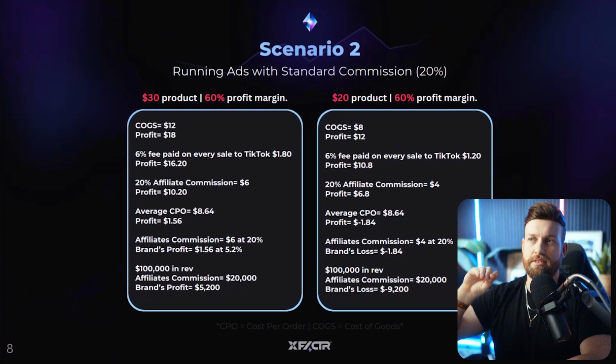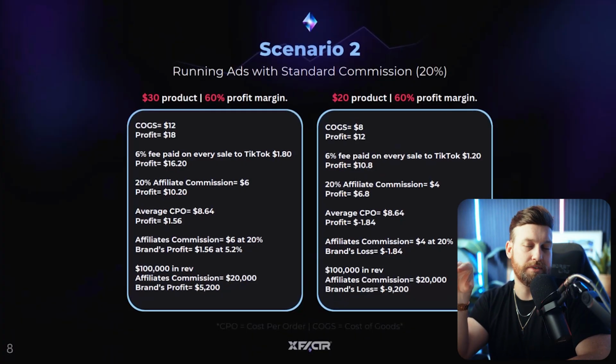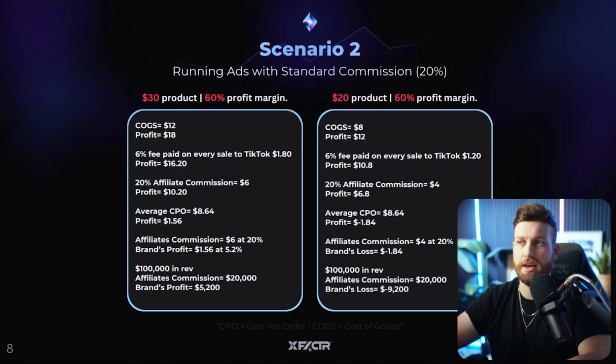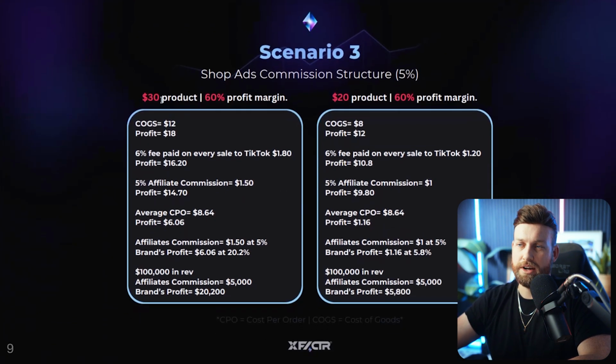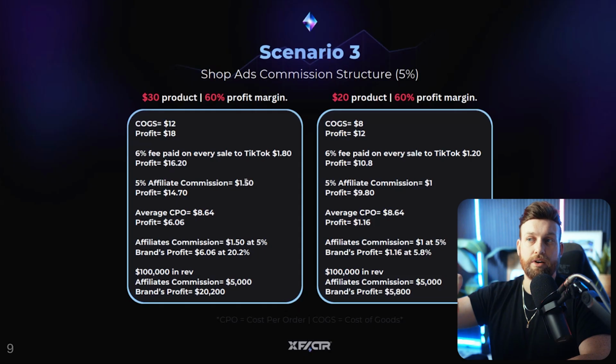I meant to point out that this was a scenario where it was just 20% commission across the board, organic or paid. This is now looking at shop ads commission of 5%, right? We actually factor in the difference. So we've got COGS at 12, profit 18. We've got the 6% fee, profit, 5% affiliate commission, because this scenario is when we're pushing the content with our paid ads. The profit is $14.70.